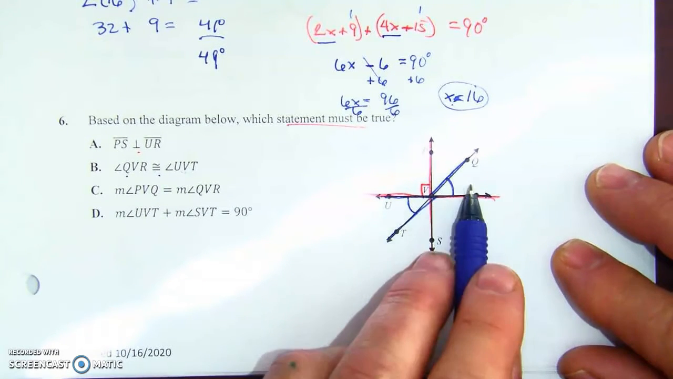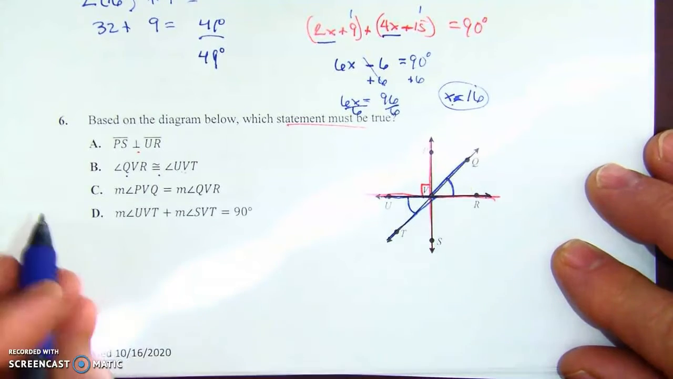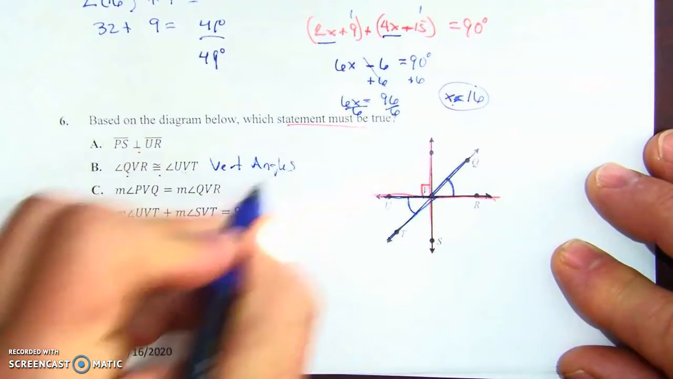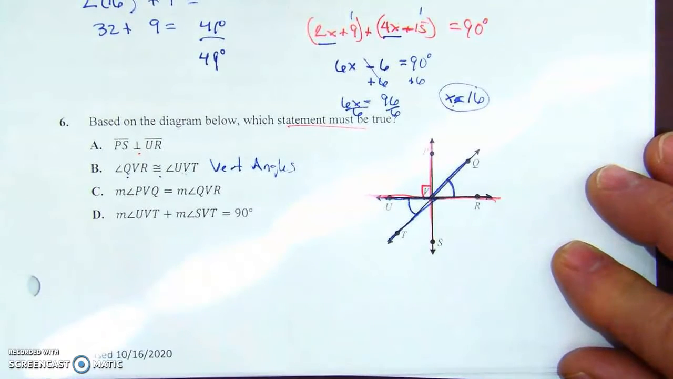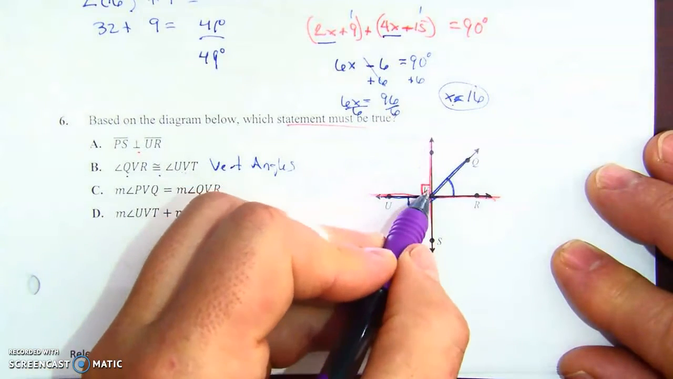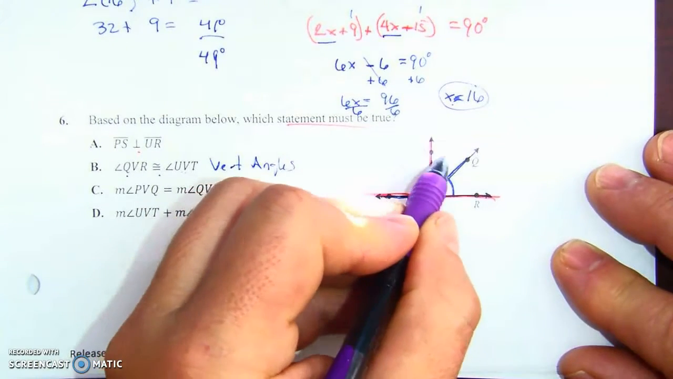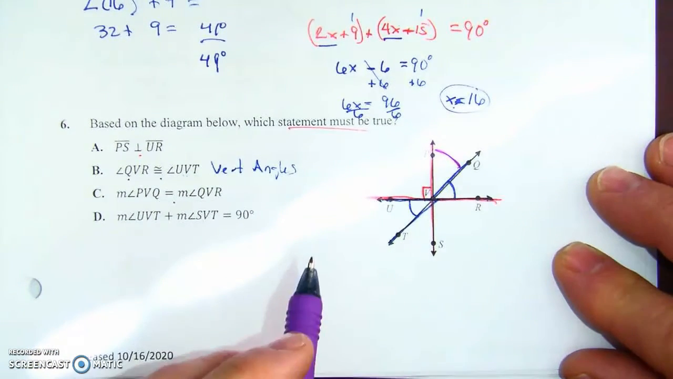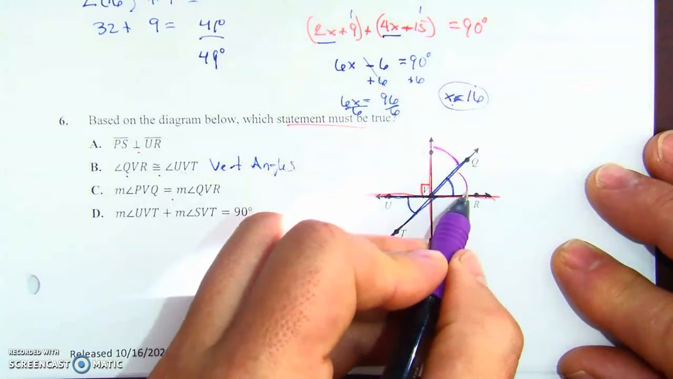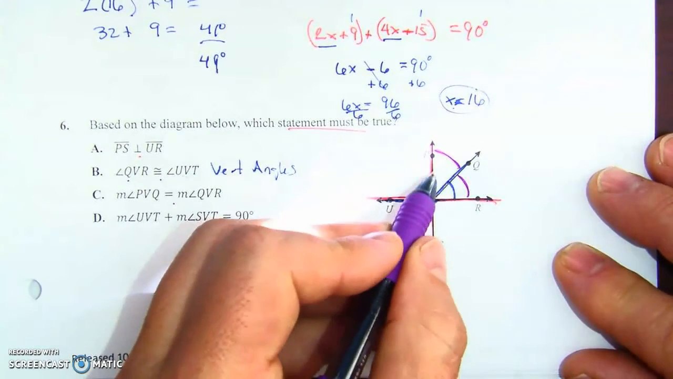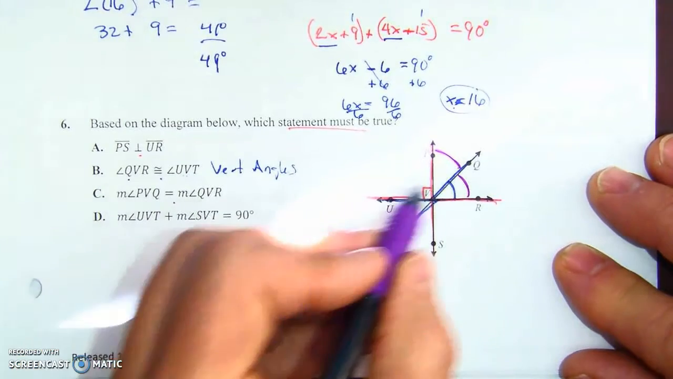These are opposite of each other, so I would call this vertical angles. So let's write that in here. Vert angles. But let's double check to make sure on the other one. So let's go with here. Let's go PVQ. PVQ, which is this one right here. And it says it's equal to QVR, which is right here. Okay. So I know that one's definitely not it as well. So far B is looking like our answer.